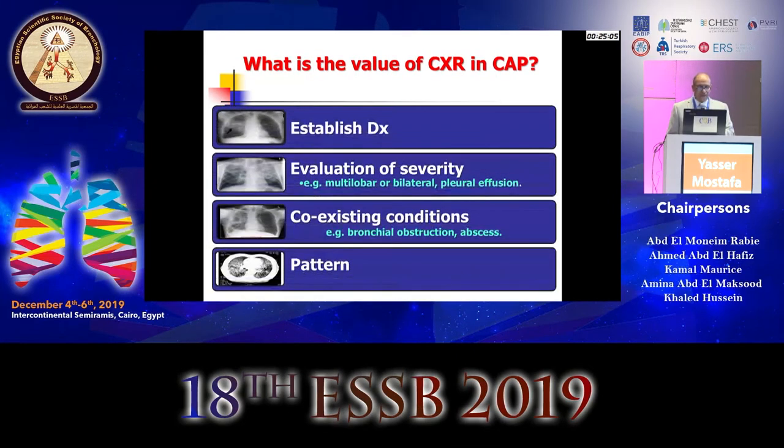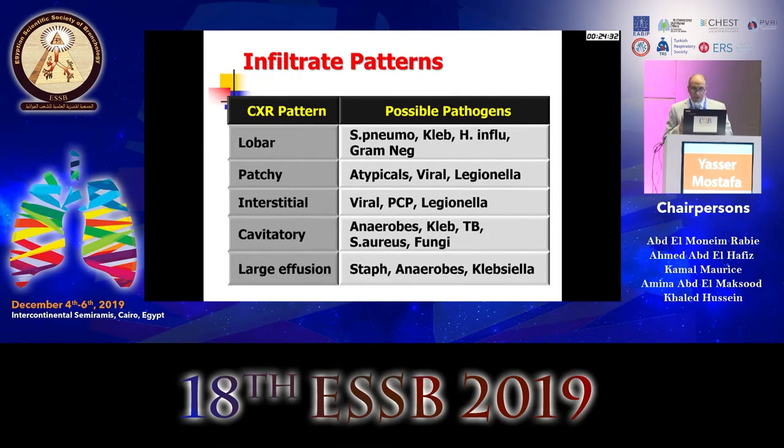X-ray in community-acquired pneumonia is very important, first to establish the diagnosis and then to evaluate the severity. For example, if it is extensive pneumonia or bilateral pneumonia, it may help us find a coexisting condition like bronchial obstruction. We can find a collapse or the presence of lung abscess in cases of staph pneumonia and necrotizing pneumonia. It also helps us in defining the pattern of pneumonia, which may give us an idea about the etiology. For example, if it is lobar, usually it is Streptococcus pneumoniae. If it is patchy, usually it is atypical. If it is interstitial, usually it is viral or Pneumocystis carinii. If it is cavitary, usually it is necrotizing pneumonia like staph or gram-negative Enterobacteriaceae, with differential diagnosis of TB, don't forget TB.